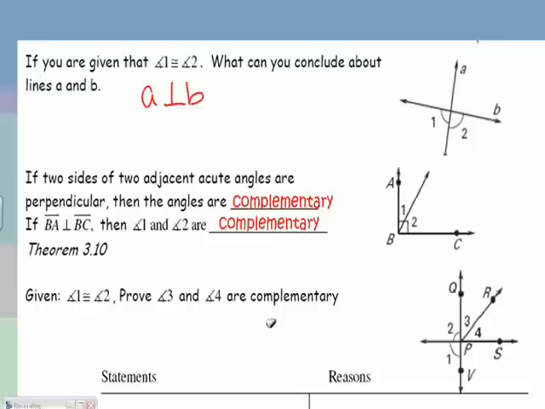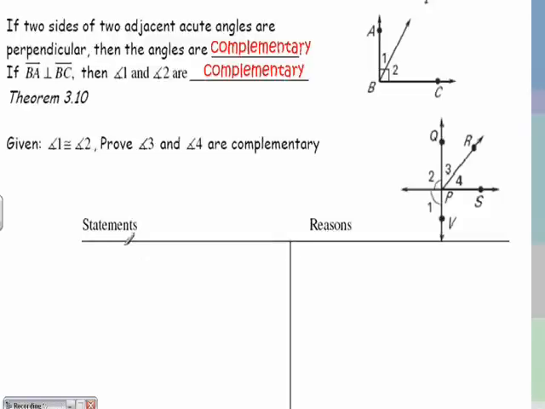All right. And then we are given that angle 1 is congruent to angle 2, and we need to prove that 3 and 4 are complementary. I don't think we have enough space here. Let me see if I can move some stuff around and make some space. Hang on a second. All right, that's better.